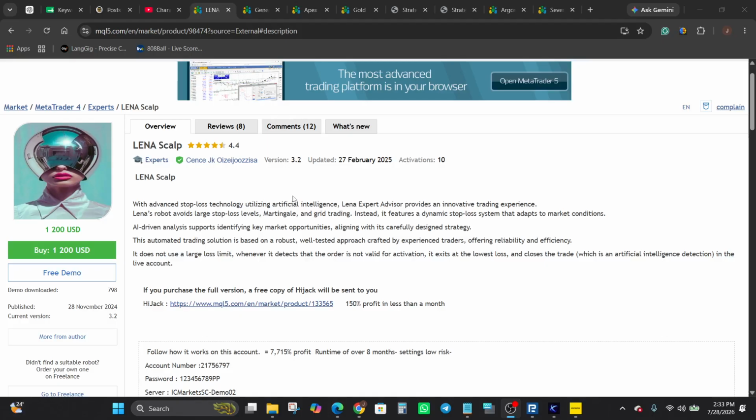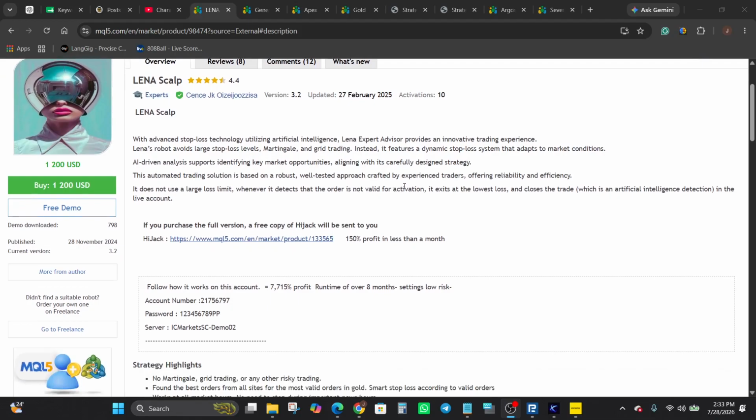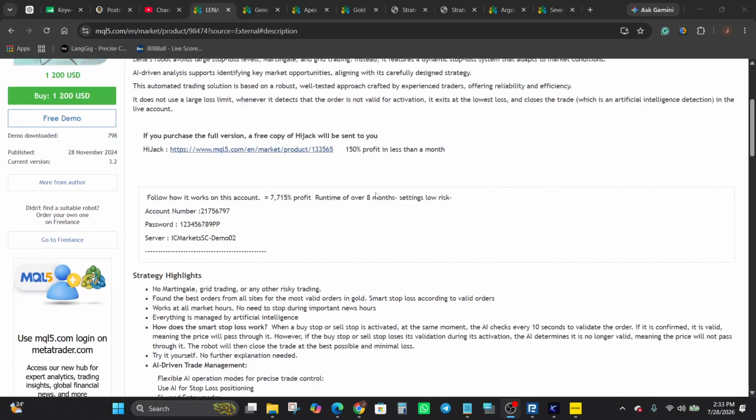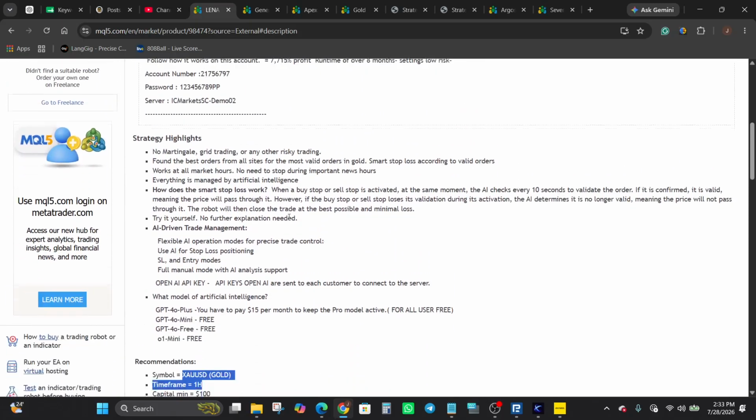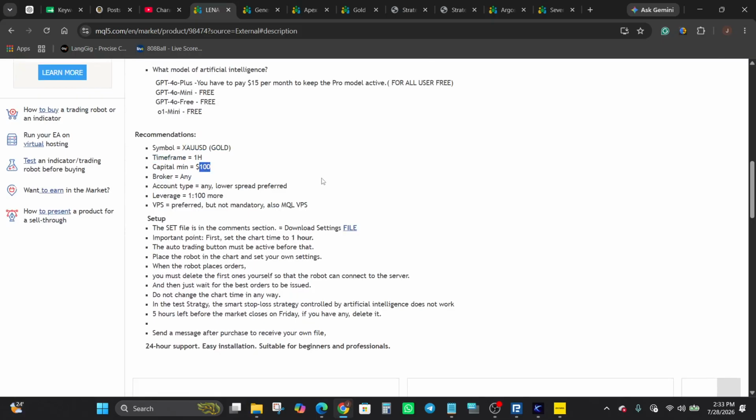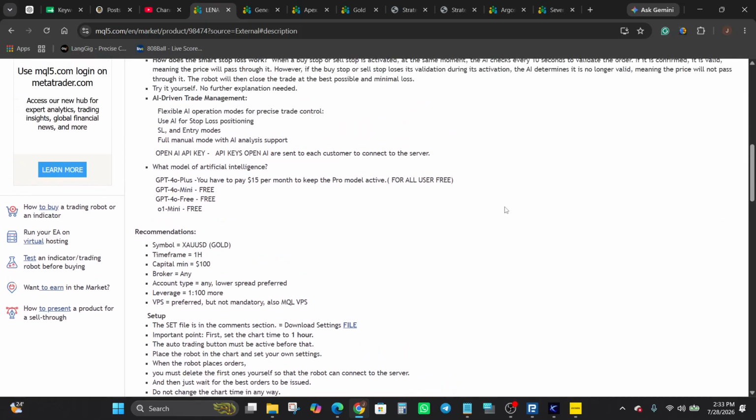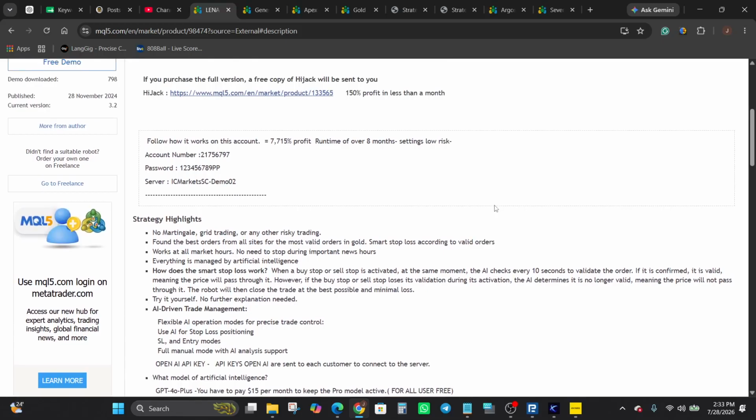All right, so taking a look at the developer's setup requirements, the recommended instrument is gold, which is XAUUSD on the 1 hour time frame. You can see them here under the recommendations with a minimum capital of $100 and the leverage starting at 1:100. The developer also specifies using a low spread broker and notes that while a VPS is preferred, it is not strictly mandatory.